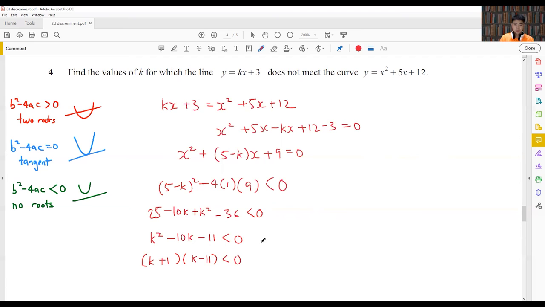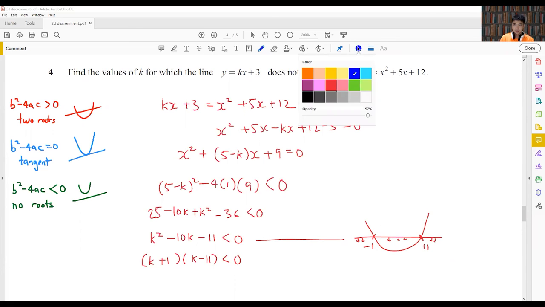Now, from here, we should sketch the graph. Sketch the graph so that you have a positive k squared and you want it to be less than 0. Obviously, k is negative 1 on the graph, and k is 11 over here. Since you want it to be less than 0, the part of the graph that is less than 0 is the values inside here. So the acceptable k values has got to be in between 11 and -1.